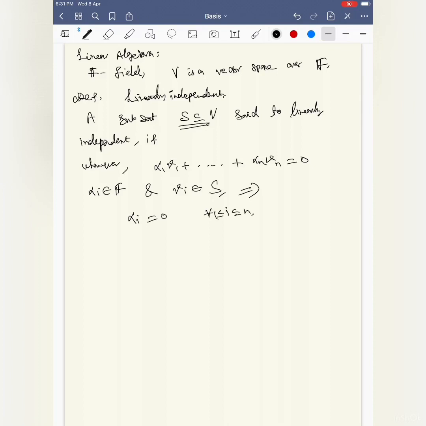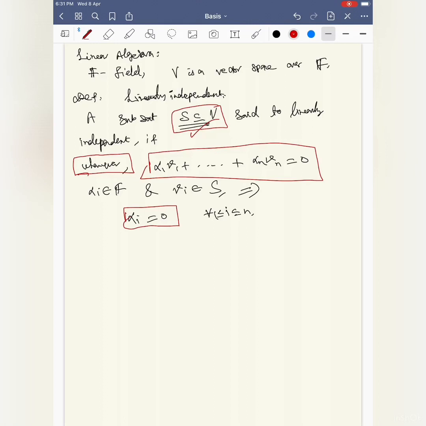Okay, I will explain now why this is so. First of all, I didn't assume here that S is empty or non-empty. Remember that the word whenever is very important. Whenever this is happening and each alpha equals 0, then we call S linearly independent. So the empty set is linearly independent.